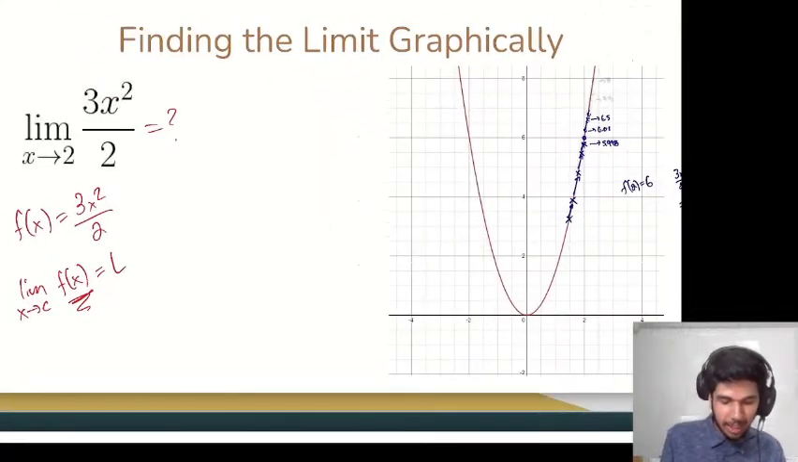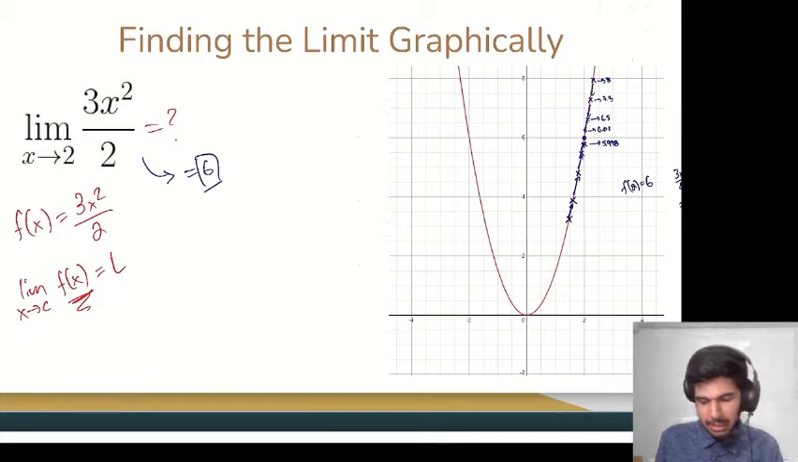So indeed, our limit evaluates to 6. And that makes sense, because f of 2 is 6, as seen on the graph. So that's how we do it graphically.